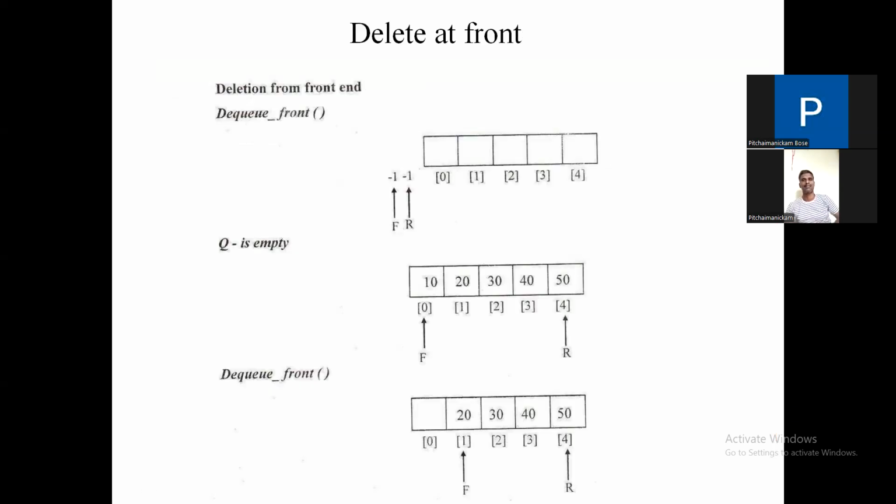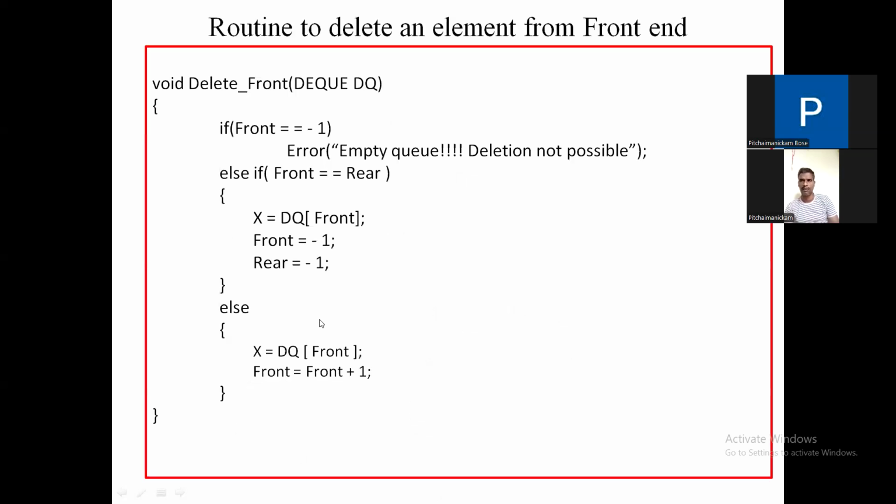Now delete at the front. Initially we have the key values f is equal to minus 1 and r is equal to minus 1. So f is equal to 0 or r is equal to 4 also. The queue is empty, in DQ format. This is the way we delete the element from the front.